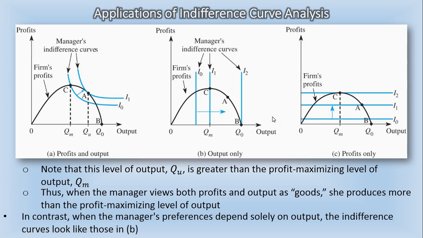In contrast, if the manager's preferences depend solely on output, that means she's only interested in output. There's some incentive built into her employment that causes her to just focus on output. As a result, she does not care about profits, and therefore her indifference curves are going to be straight lines, constant along each level of output, meaning that her preferences are not changing as profits change. She wants to be at the highest indifference curve, the one furthest away from the origin. In this case, it's going to be indifference curve 2.